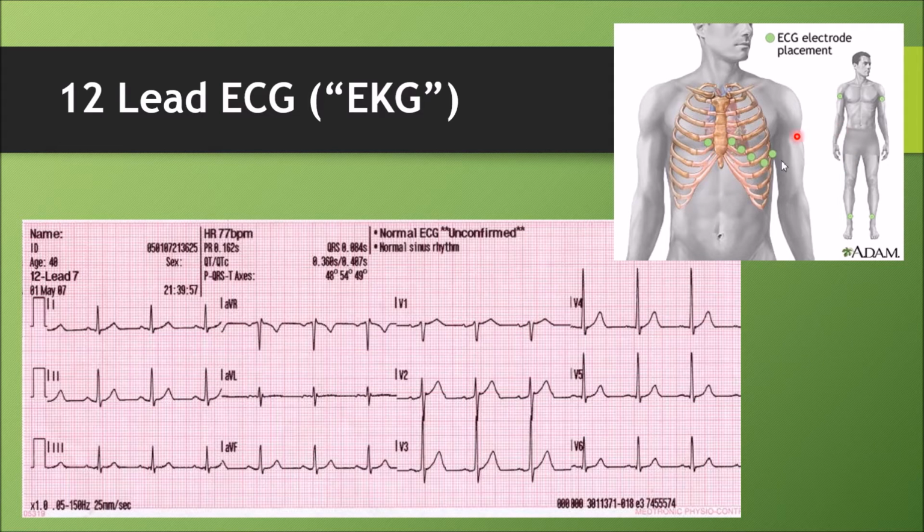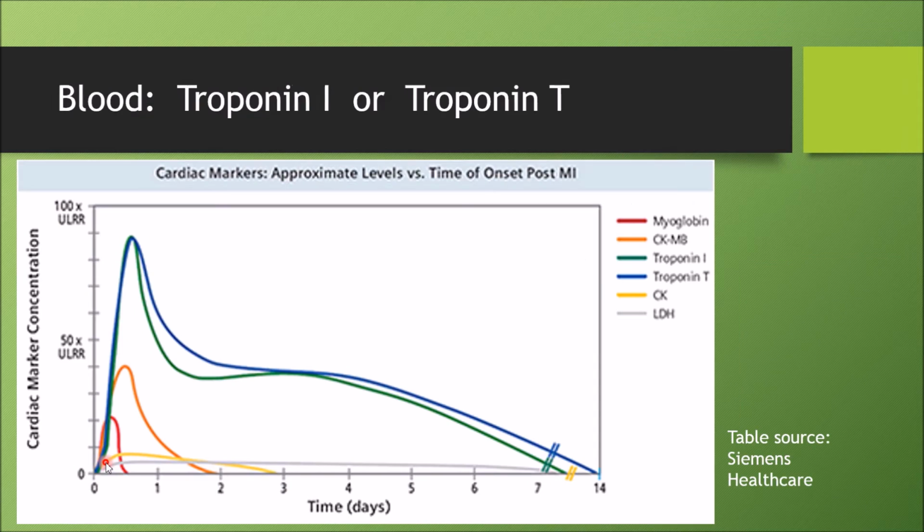If you look at this image up here, we have electrodes that go across the chest, and then we also have one on the arms and a lead on each of the legs. These leads will each show us a different section of the heart. So if there's blood flow blockage to certain parts of the heart, we're going to see that on different parts of the ECG. This is a normal 12-lead ECG, so you're not seeing any issues here. The other component is blood work.